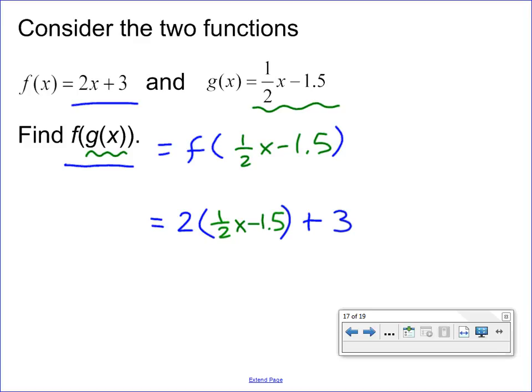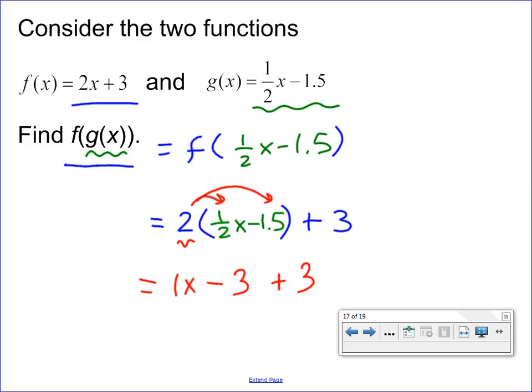I saw this on a lot of people's paper. This is correct. Then I went to the blue function rule, 2 times input plus 3, and I put G's rule in for my input. And now we'll go ahead and simplify. We've started the ball rolling now, but we need to simplify. So we'll distribute my outside factor through the parentheses, term by term, in accordance with the distributive property. 2 times 1/2 x is 1x. Minus 2 times 1.5 would be 3. Then plus 3 chilling on the backside.